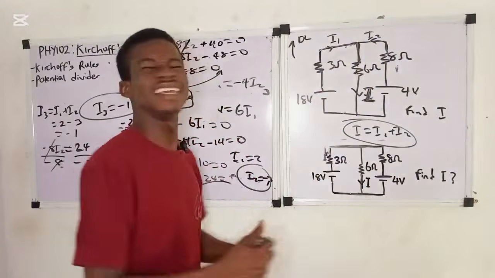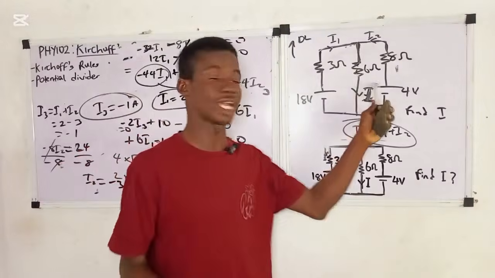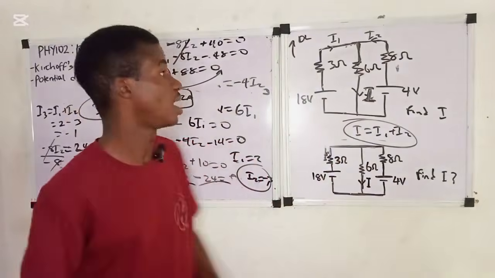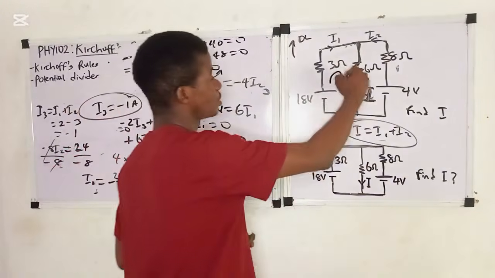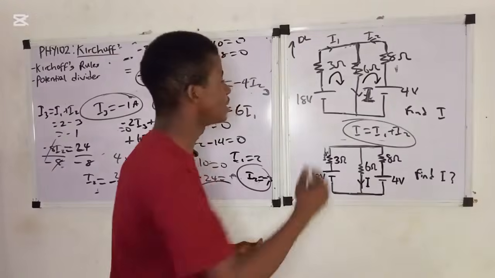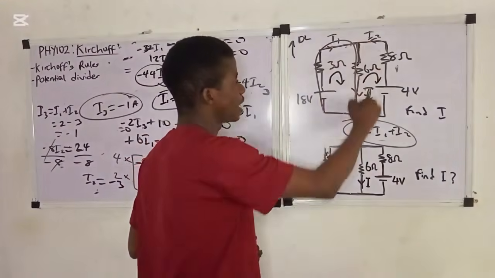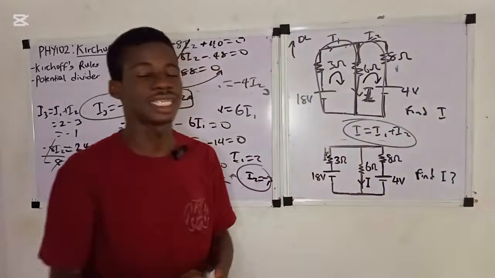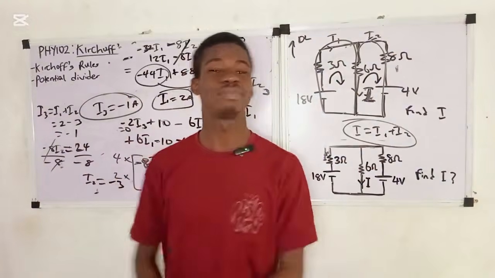First thing, assign direction to the loop. There are 2 loops. Assign direction, like what I told you guys earlier. I told you guys that you can point in any direction, but I prefer using clockwise. That means we start from here, go like this, go like this, go like this, end here. Then this other one, we start from here, go like this, end here. Now next will be the potential divider part.